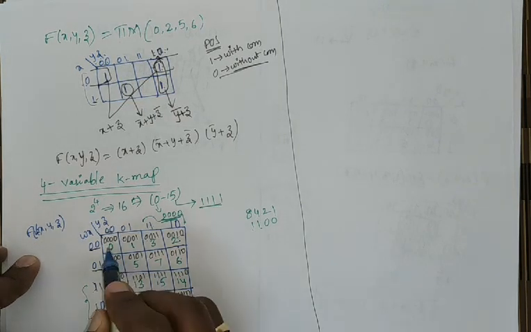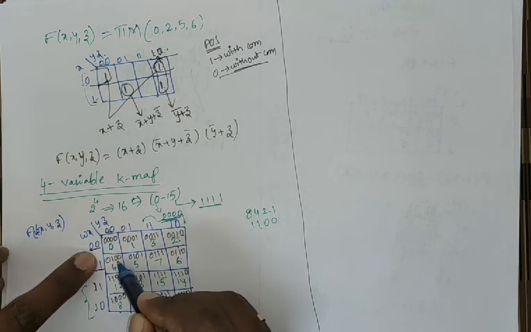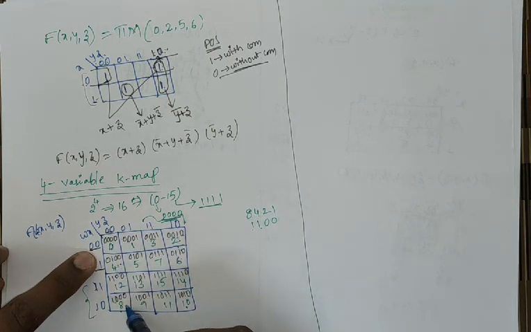Okay. That means 0 is adjacent to 4. 4 is adjacent to 12. And 12 is adjacent to 8. 8 is adjacent to 0. Next 8 is adjacent to 10. Okay. For these two, how many bits are changed? Only 1 bit, that is the second position.